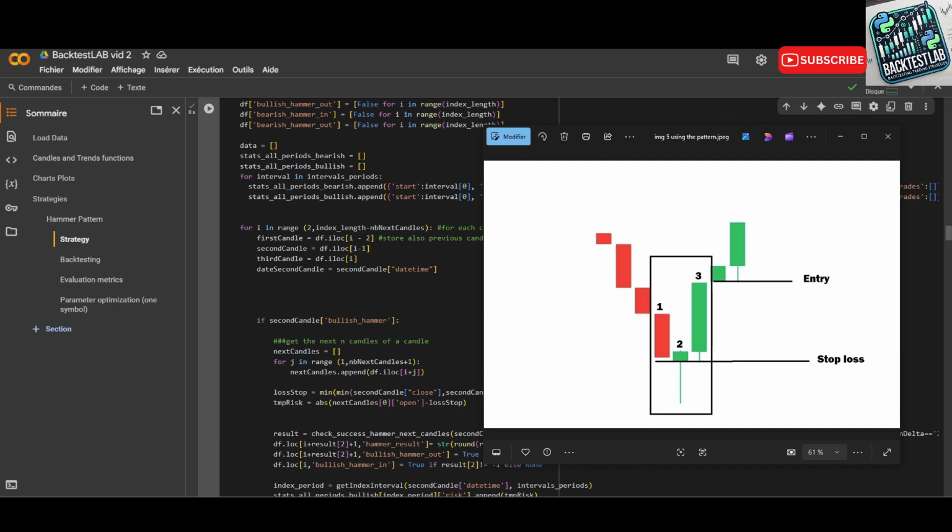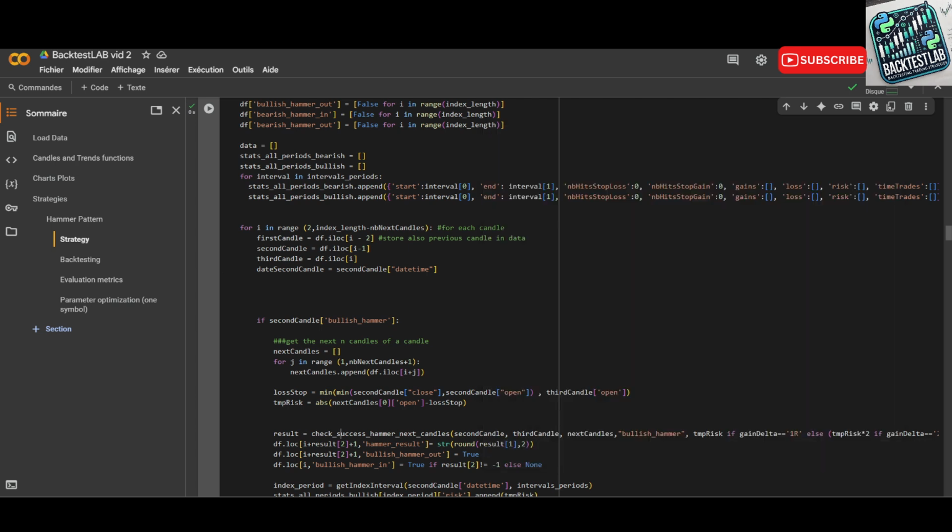And for these specific candles, we want to put a stop loss that will be here, which will be the minimum between the first, second, and third one. And our entry will be at the opening of this specific green candle, which is the fourth one. So basically, this is what we are risking.